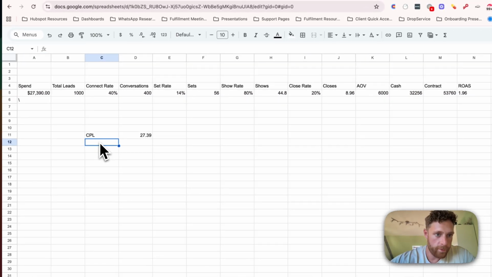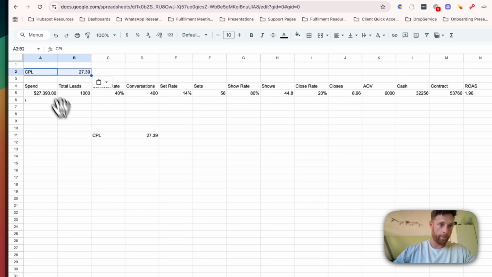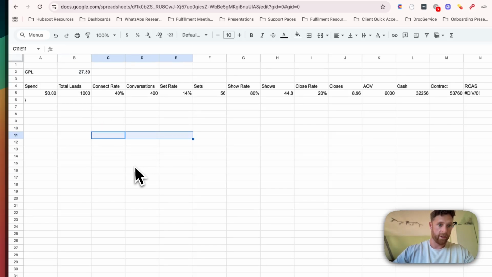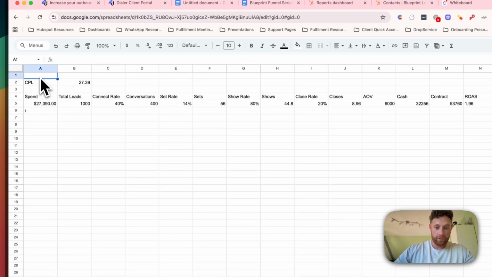Now, I want to come back to this, and this is something that I really want to do here. So we're going to copy CPL. We're going to put the CPL up here. We're going to delete this, and we are going to put this equals this times this. Boom. And then we're going to say, yeah, that's fine.